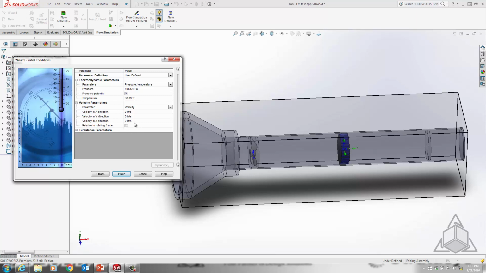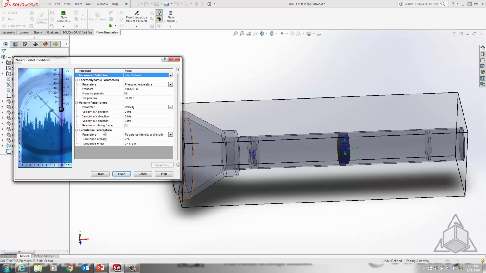For the velocity, I'm actually not going to set any velocity right now. I'm going to try to gather velocity results based on the rotation of my fan. So however that air is being sucked in and pushed out of that fan, that is the velocity that I'm going to capture as it comes out.